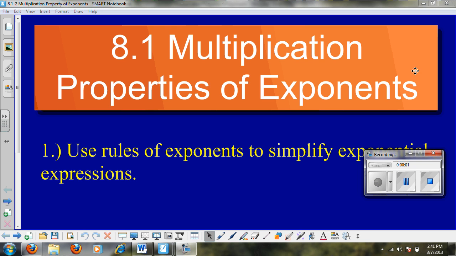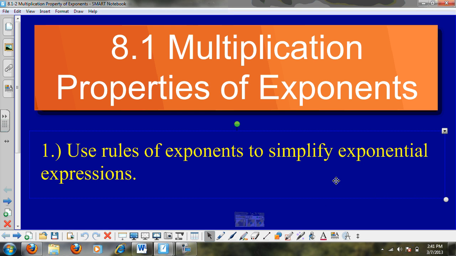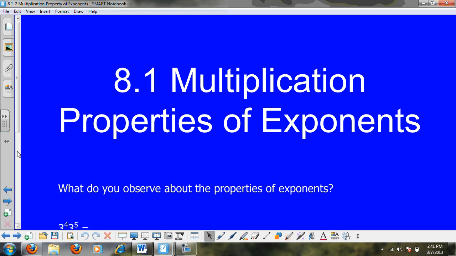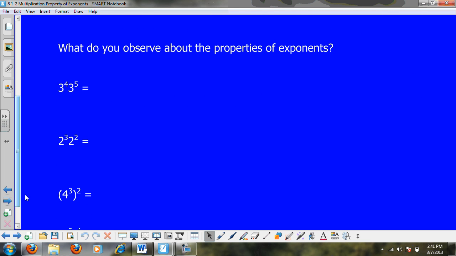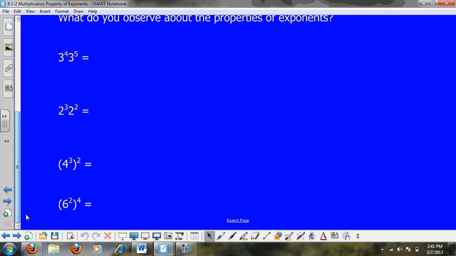Okay, this is multiplication properties of exponents. You're going to know the rules of multiplying and simplifying exponential expressions. Let's observe what happens when we do some of these problems right here. Okay, so you have a few of these, I think, in your notes to look at.